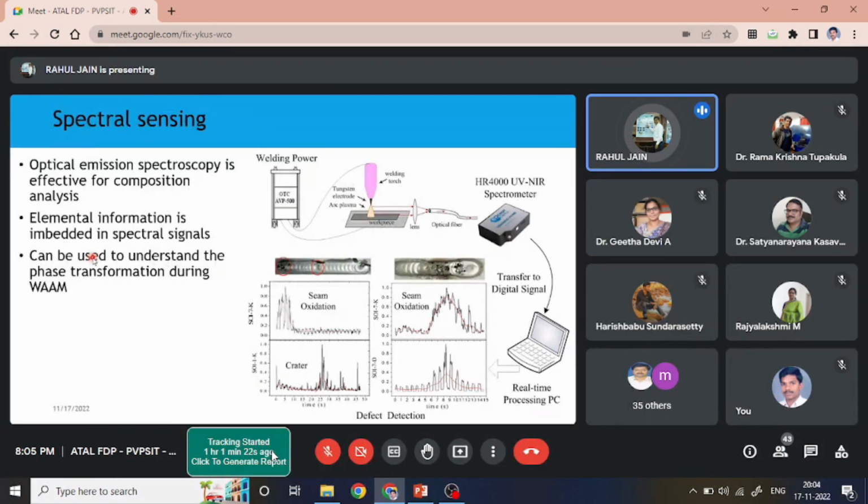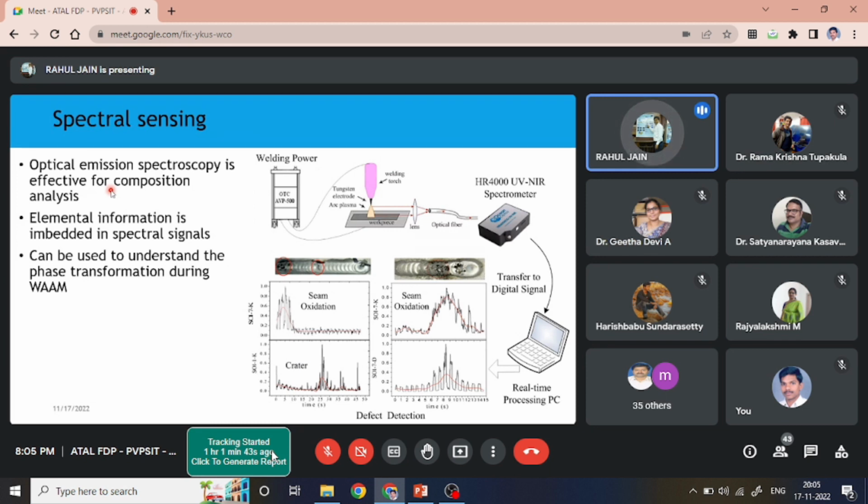Right? Next in the list is spectral sensing. What is spectral sensing? There's a process which is called optical emission spectroscopy, right? What is this process? This optical emission spectroscopy basically captures the wavelength of different material which is coming with the help of sensor, and depending upon the wavelength, it tells you the composition.